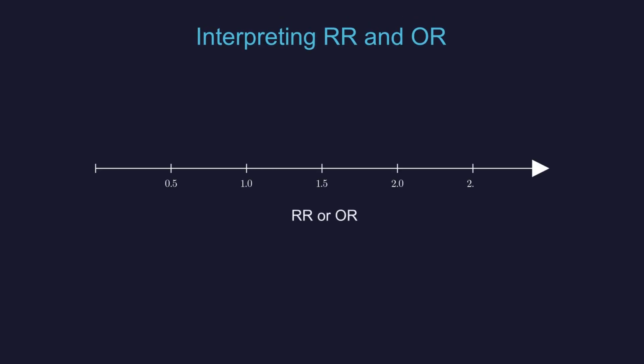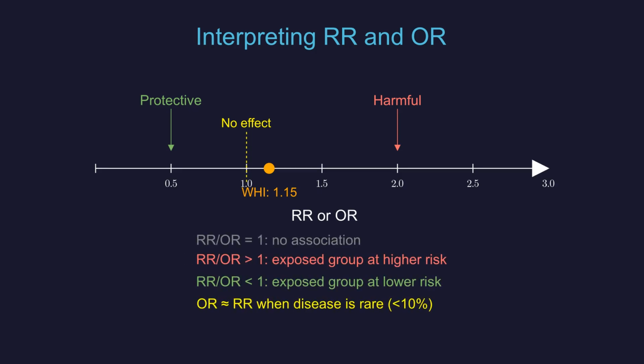Let's visualize the interpretation scale. The number line shows possible values of RR or OR. The null value of 1, marked with a dashed line, means no association. Values below 1 indicate a protective effect. Values above 1 indicate a harmful or increased risk. Our WHI result of 1.15 falls just above 1, indicating a modest increase in risk from estrogen. Remember, OR approximates RR when the disease is rare.